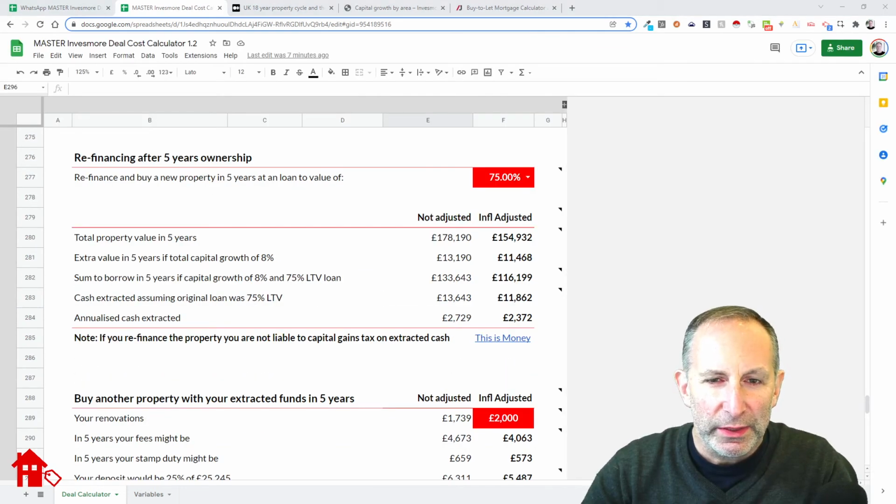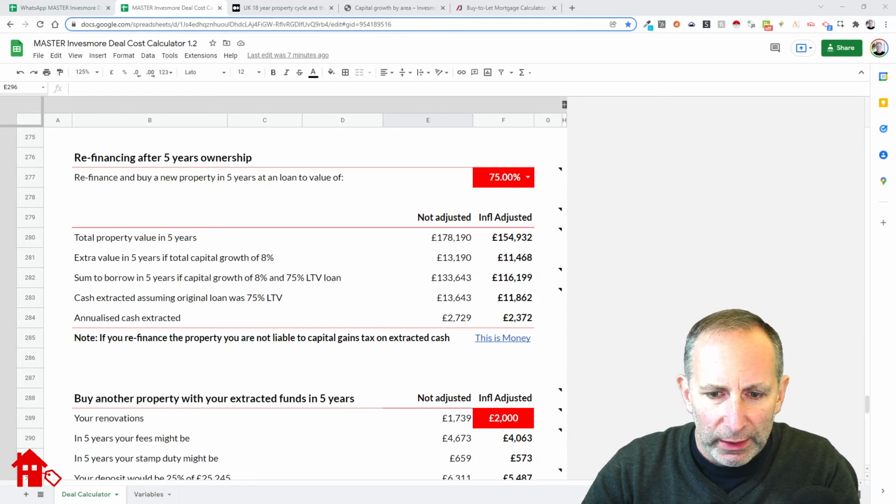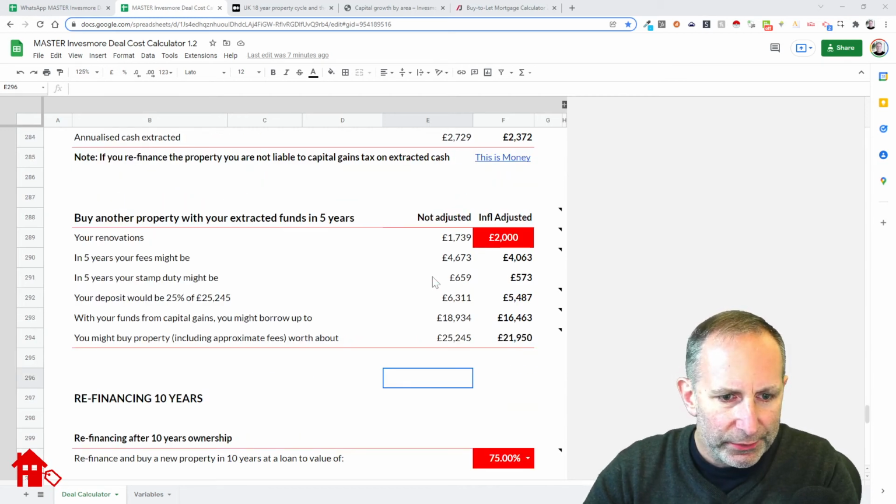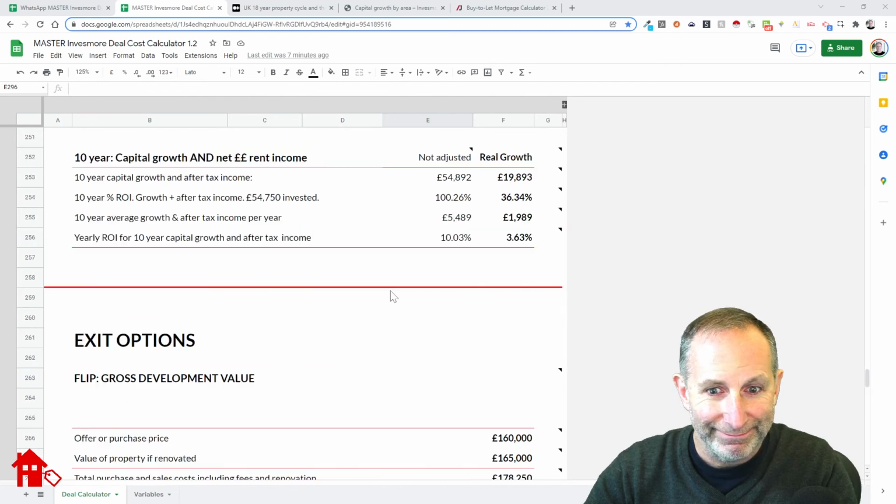Now, the next question is, what if you want to refinance and buy another property? Well, I am going to show you a couple of examples. So this first one is based on very poor capital growth. So this is BD1. And let's say you spend a bit of money renovating it and you've got some fees, some stamp duty, and so on. Then the most you could mortgage is probably around £25,000. So that isn't going to buy you a property, I'm afraid.